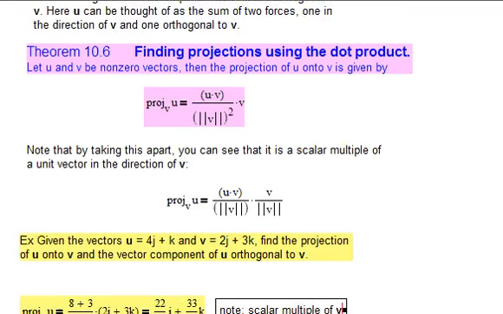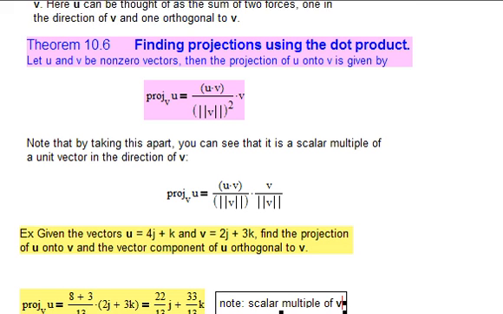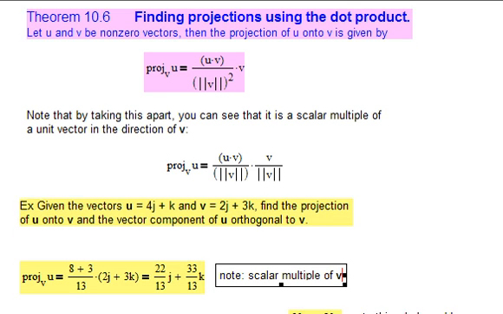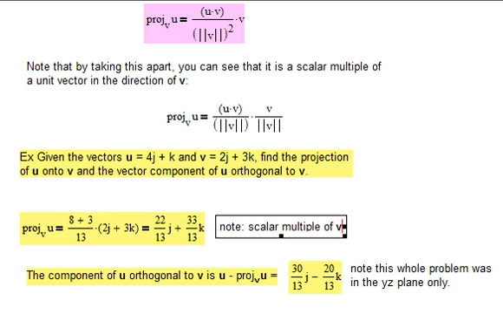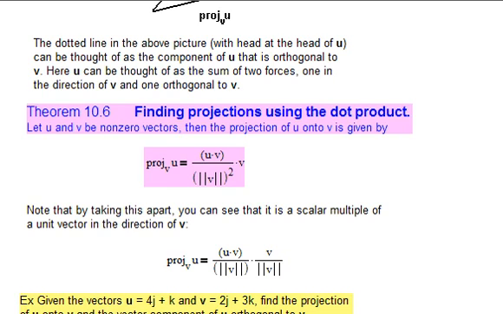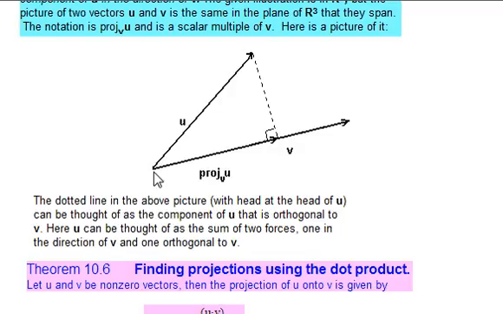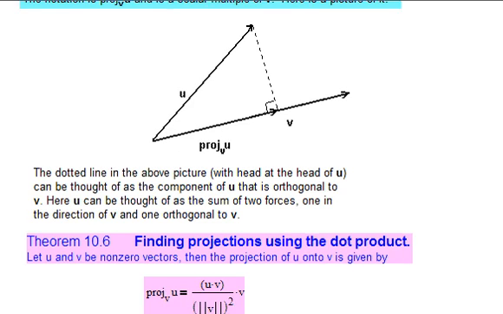Now, the other part of the problem says, and the vector component of u orthogonal to v. Now, how are we going to do that? Well, it's going to be vector u minus that. Think about it. Remember, that's how you subtract vectors. This one minus this one equals this one. And that's what we're trying to find, is this one. So this vector minus this vector. That's easy.